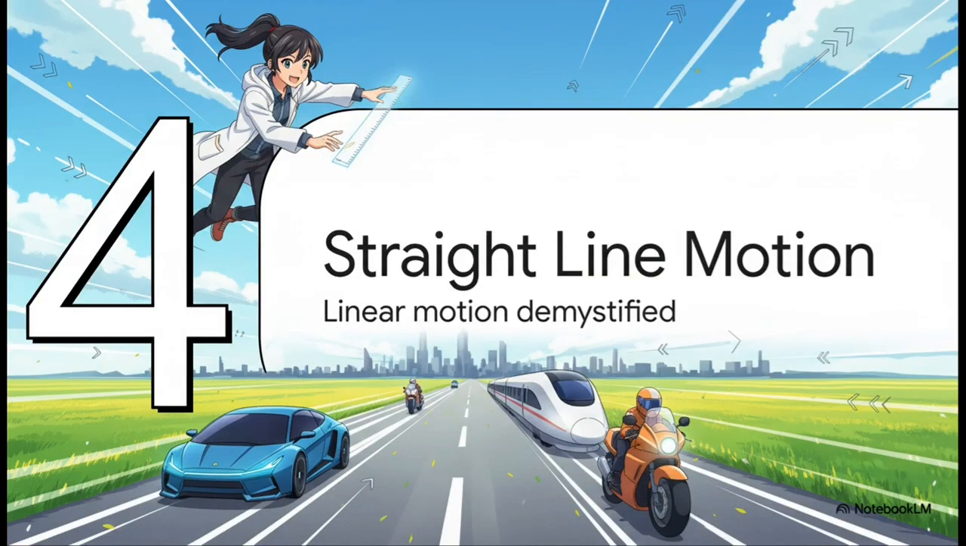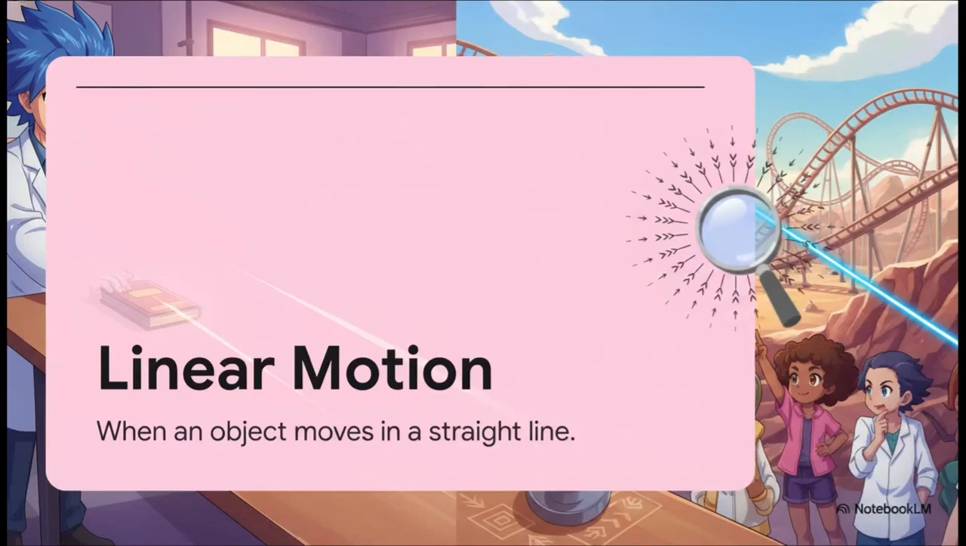Linear motion demystified. So we're going to zoom in on one very specific, very common type of movement. Here is the textbook definition, and honestly it's incredibly simple and direct. Linear motion is when an object moves in a straight line. If you slide a book across a flat table, that's linear motion. But I actually want to challenge your default assumptions about what a straight line truly looks like out in the wild.